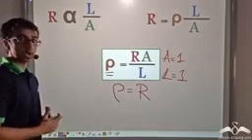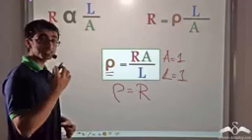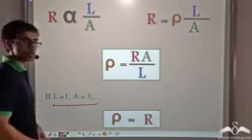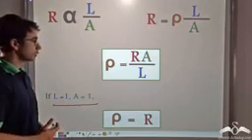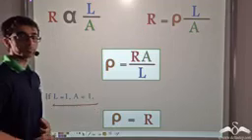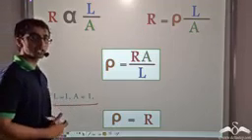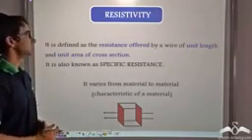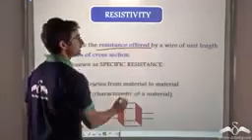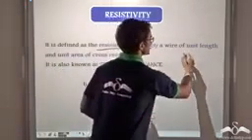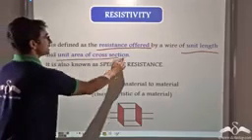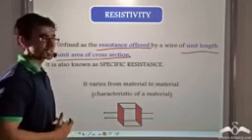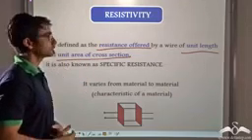This is also why resistivity is known as specific resistance. Thus, we can say that if L is equal to 1 and A is equal to 1, we get rho is equal to R. So now how can we define the resistivity of a material? The resistivity is defined as the resistance offered by a wire of unit length, as we considered, and unit area of cross section. So resistivity is nothing but the resistance that the wire offers when it is of unit length and unit area of cross section.